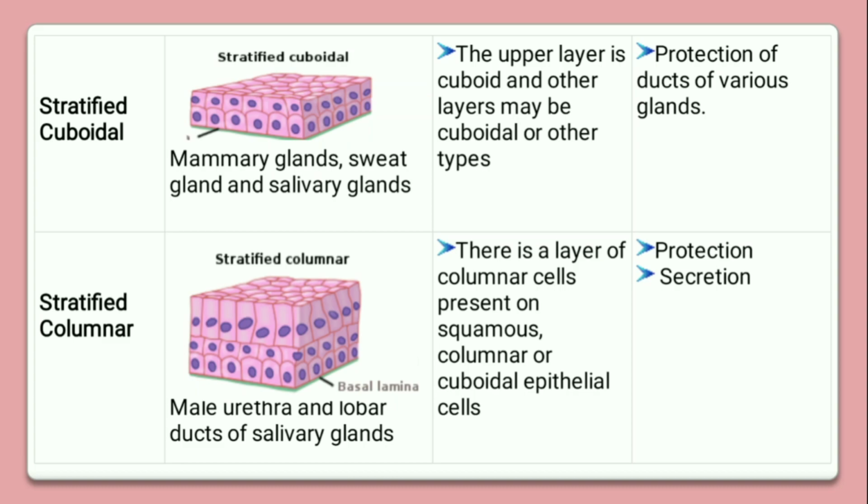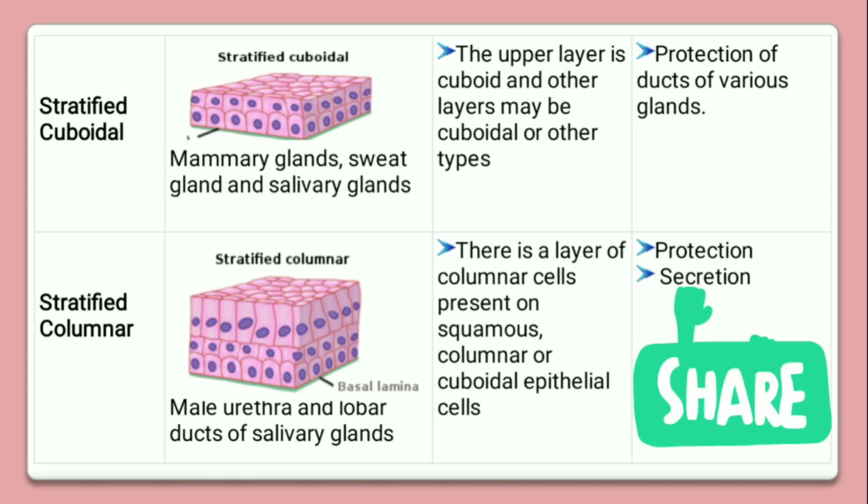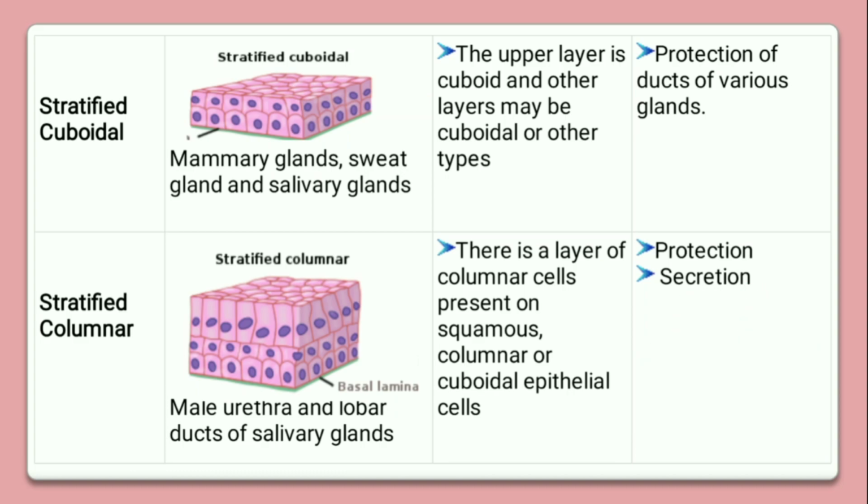Now stratified columnar. Many layers of columnar cells are present in this tissue. The location of this stratified columnar is in the male urethra and lower ducts of salivary glands. The structure is that there is a layer of columnar cells present on squamous, columnar or cuboidal epithelial cells. So in this type of structure you can find different types of cells like cuboidal, columnar or squamous. And the first layer should be columnar. The function of this is protection and secretion.